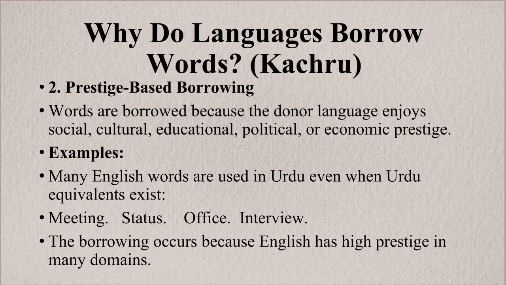Second is prestige-based borrowing. It occurs when words are adopted from another language not because of a lexical gap, but due to the social, cultural, educational, political, or economic status of the donor language. In such cases, the donor language is considered prestigious, and its vocabulary is often associated with modernity, authority, or higher social value. As a result, speakers may prefer using borrowed terms even when equivalent native words already exist in their own language.